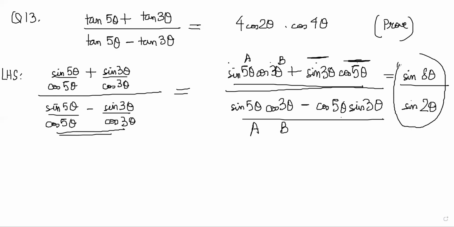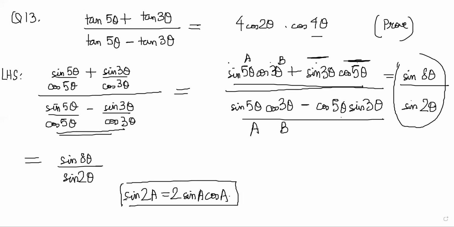Yeah. So you are getting this as sin 8θ by sin 2θ. Now we can simplify that a little more because I need 4 and 2 and all, right? And I need cosines here. So how do I do that? I also know that sin 2A is equal to 2 sin A cos A, no?